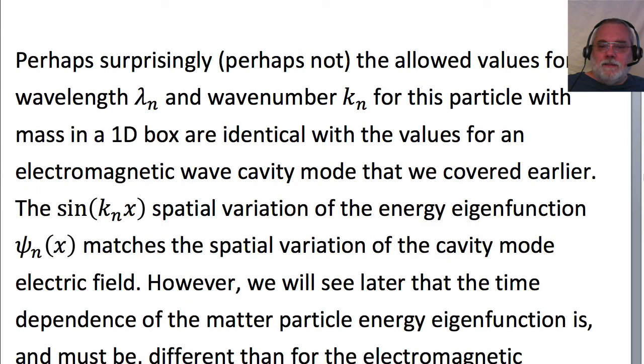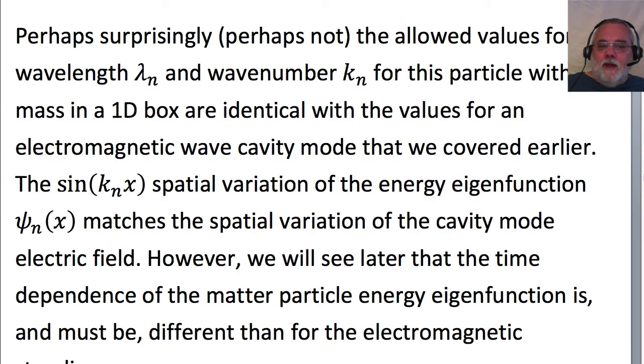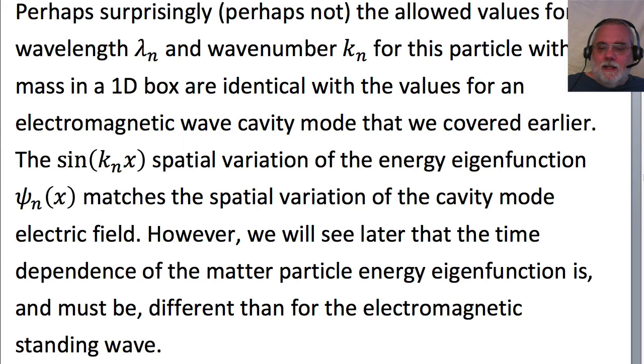Now, perhaps surprisingly, perhaps not, the allowed values for wavelength lambda sub n and wave number k sub n for this particle with mass in a one-dimensional box are identical with the values for an electromagnetic cavity wave that we covered earlier. The sine k sub n x spatial variation of the energy eigenfunction psi sub n of x matches the spatial variation of the cavity mode electric field. However, we'll see later that the time dependence of the matter particle energy eigenfunction is and must be different than for the electromagnetic standing wave. That's an important difference between matter and light.